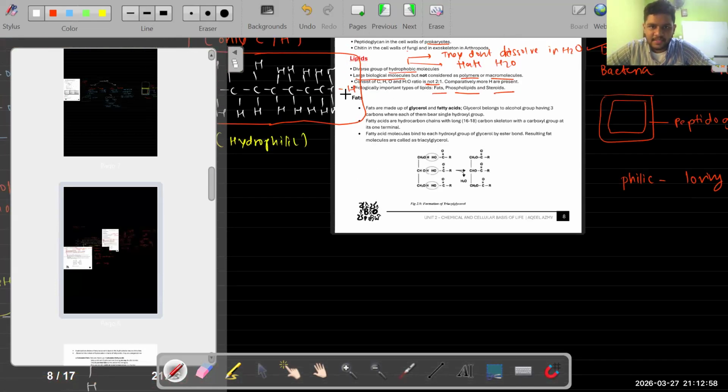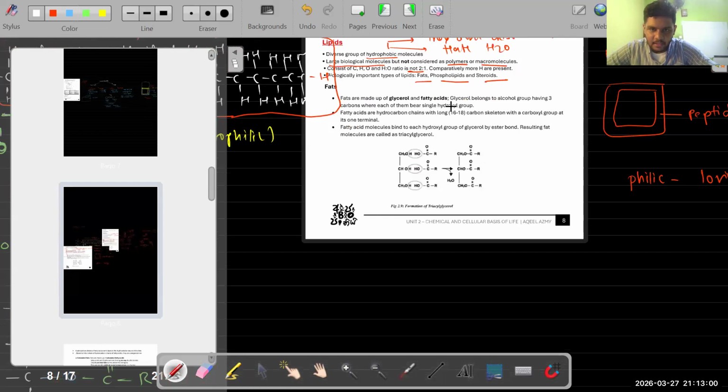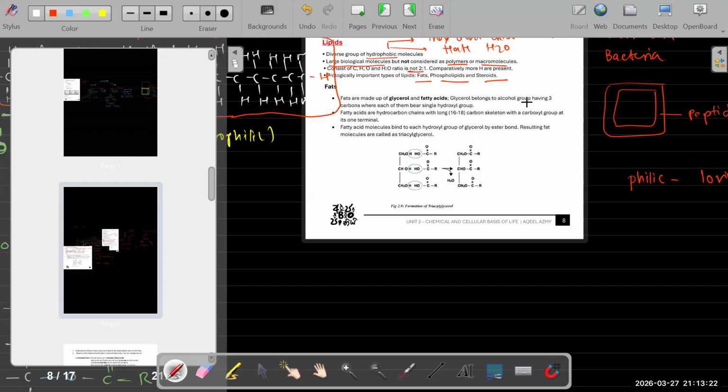Let's go to the note. Fats are made up of glycerol and fatty acids. Now you can agree with that, right? How it is forming. Glycerol belongs to the alcohol group. Why? Just a few minutes ago you gave me the answer. Why? Because it has which group? It has a hydroxyl group. Very good. OH group, hydroxyl OH group, right?